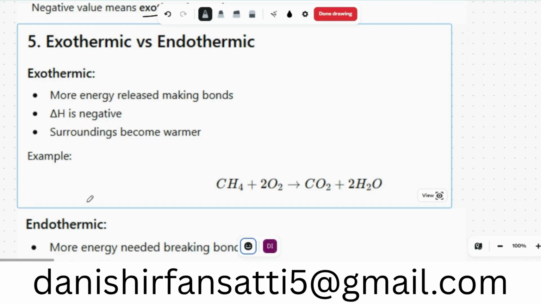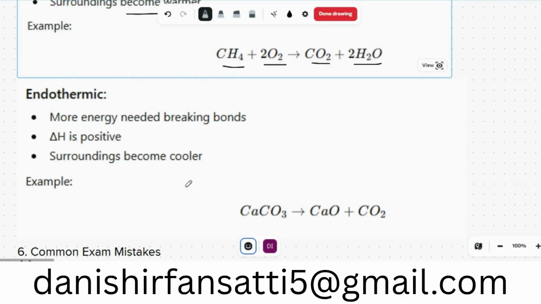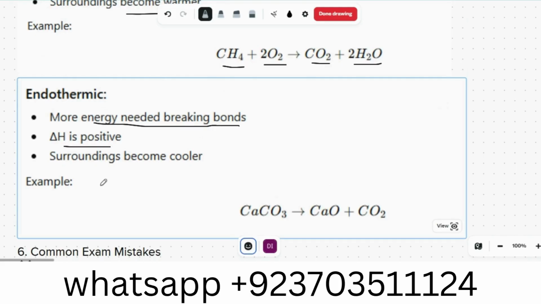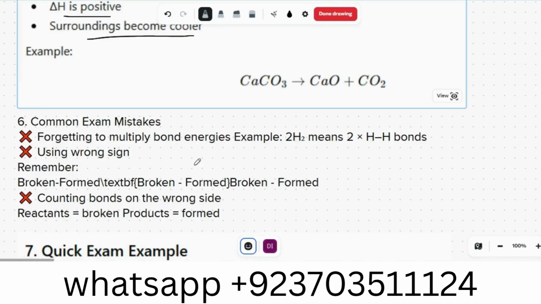Now, exothermic versus endothermic. In an exothermic reaction, more energy is released on making bonds, delta H is negative and the surroundings become warmer. For example, CH4 plus 2O2 gives us CO2 plus 2H2O. In an endothermic reaction, more energy is needed to break bonds, delta H is positive and the surroundings become cooler. For example, CaCO3 gives us CaO plus CO2, which is an endothermic reaction.